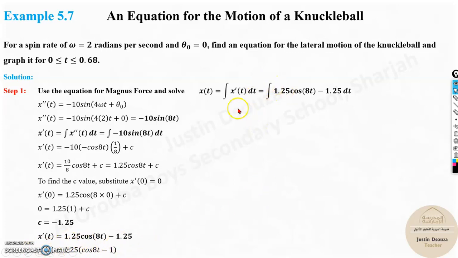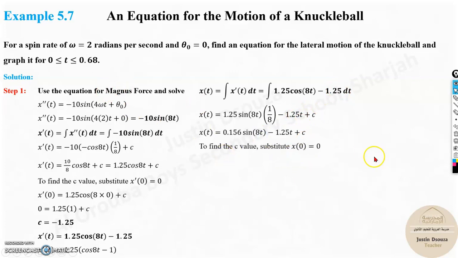Okay. Now integrate this particular equation again. What will you get? Again, u substitution. I hope you know the u substitution. Take this as u and solve it up. And over here cos becomes sine. It will be integration of cos is positive sine 8t. Because of u substitution, you'll have 1 by 8. Then you get 1.25t plus c.